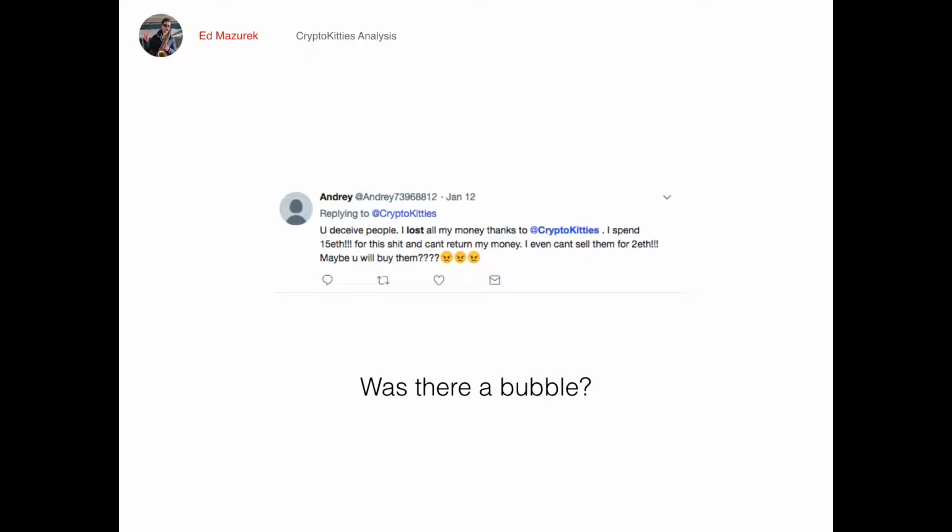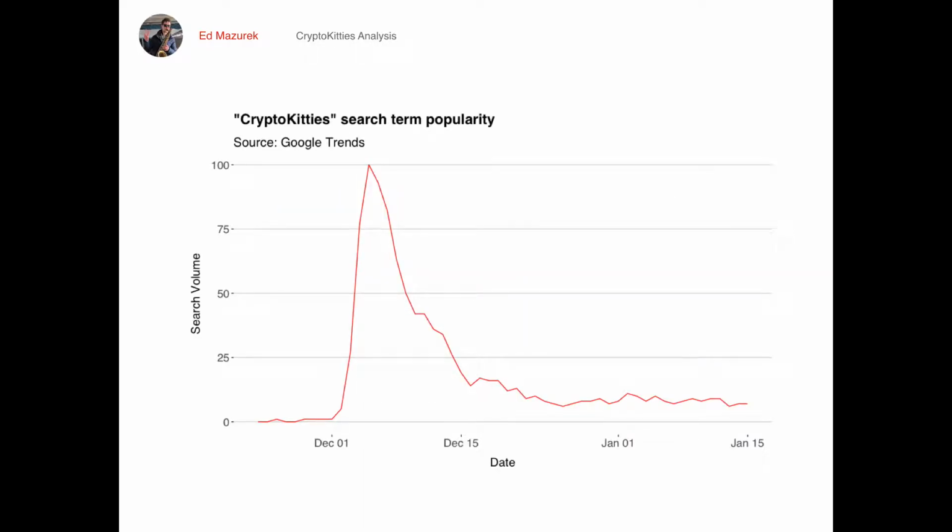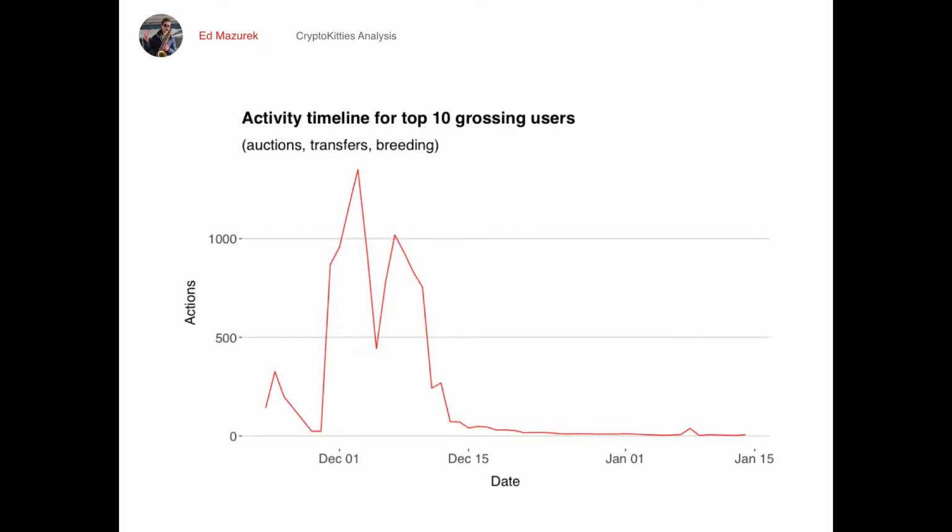So with all these people going down, but we saw all the big gains, my question was, was there a bubble? Because that's going to inform whether we can still make a lot of money on this. And yeah, there was a bubble, I guess. This is some Google Trend data, just showing the search popularity of CryptoKitties. You see it spiked hugely in early December. And as far as these top 10 grossing users, when you chart their activity on CryptoKitties, the majority of it occurs between December 1st and December 15th, during that time that everyone was really interested in it.